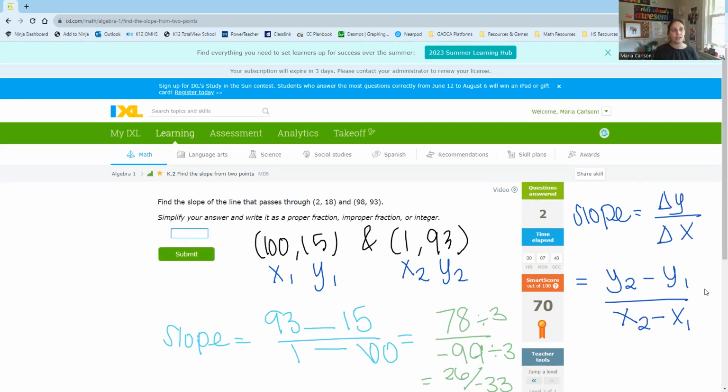Make sure you are utilizing your slope formula, y2 minus y1 over x2 minus x1, and be careful. Make sure you simplify your fractions. Don't do what I did.